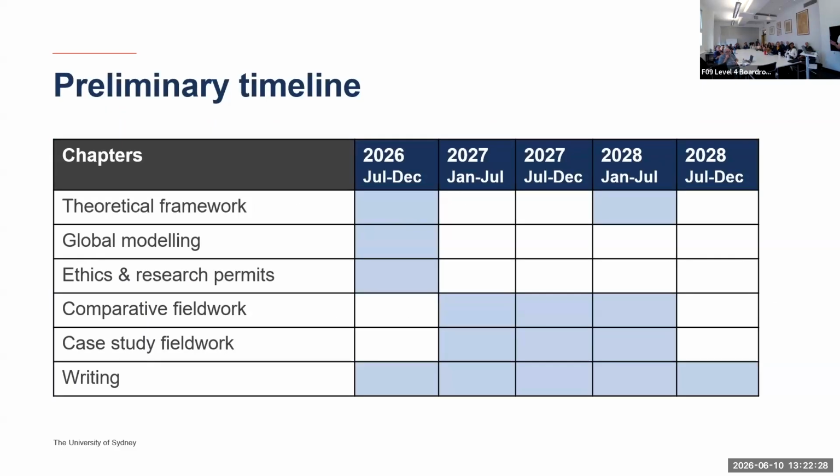Just to show you a very simplified view of my preliminary timeline, just to highlight that for the remainder of this year, I plan to focus on the theory, the modeling chapter, as well as getting ethics and research permitting. And then for the next year and a half, really focusing in on the comparative fieldwork and case study fieldwork, and throughout the whole process to do some writing.